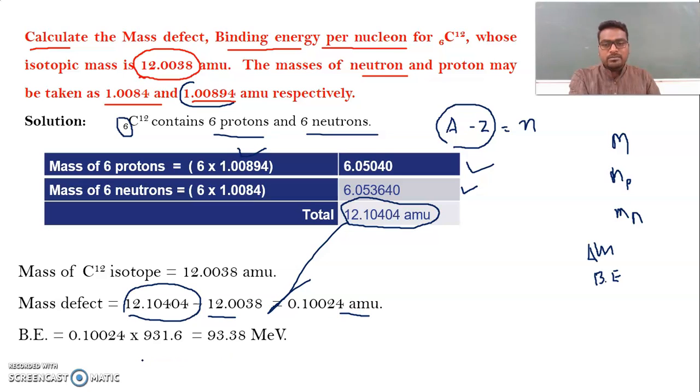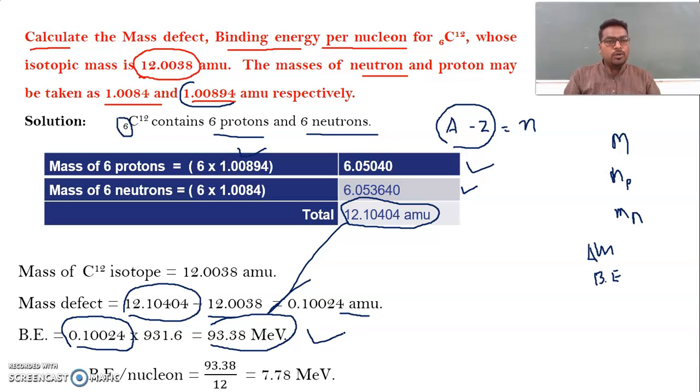Then binding energy is nothing but what? Mass defect multiplied by 931. Dear students, here I am not writing the mathematical formula; you have to write it while solving. So binding energy is nothing but the mass defect multiplied by 931.6 mega electron volt. So you have got 93.38 mega electron volt. This is the binding energy.